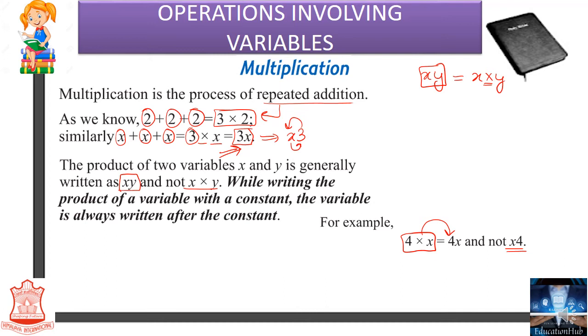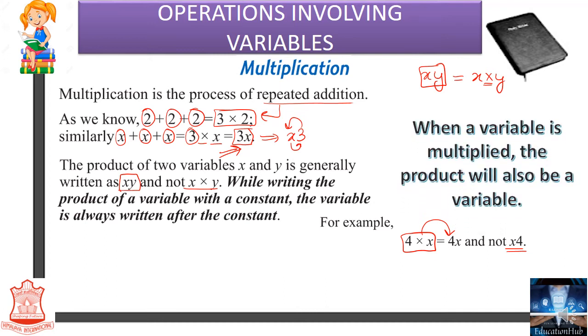Just remember this. When a variable is multiplied, the product will always be a variable. For example, 4 into x, right, we did 4 into x, so we got a variable as the answer, that is 4x. 4x is not a constant. If the value of x is 2, then 4x will be 8. If the value of x is 3, then 4x will be 12. So 4x is also a variable. Even now, if we multiply variables, the answer will always be a variable, never a constant.